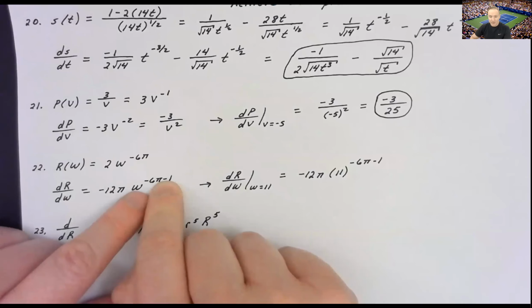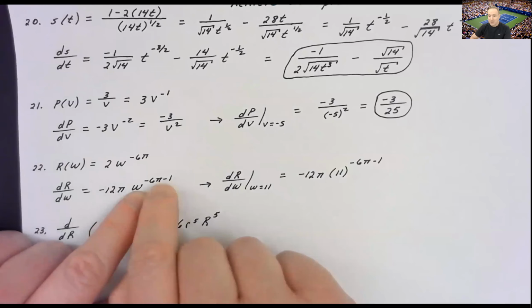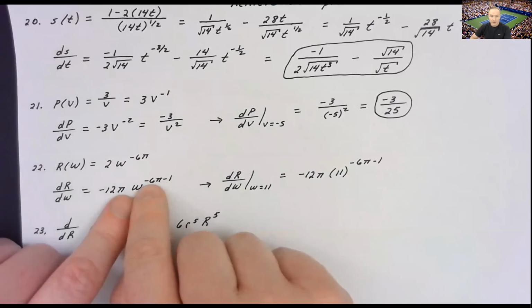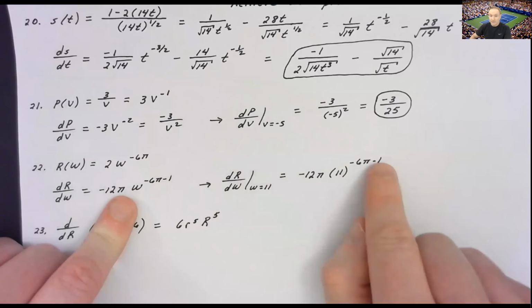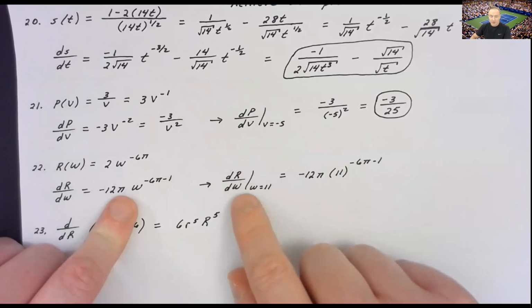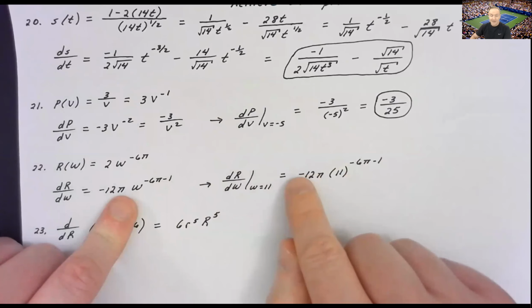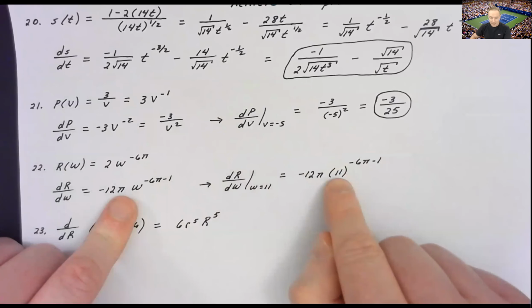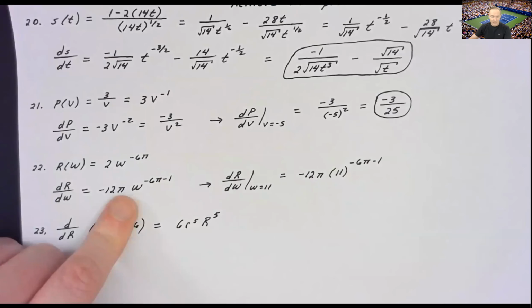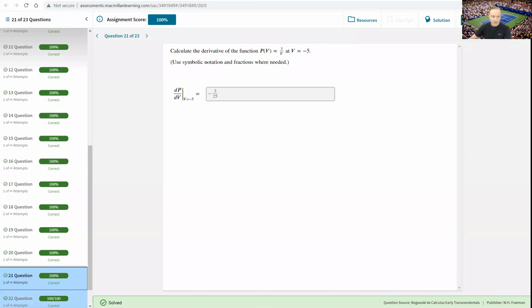Now I need to evaluate that function at 11, and Achieve wanted me to keep it in exact notation. So the only thing you can do is plug an 11 in where there's a w and leave your answer as that. You cannot simplify beyond that. So dr dw evaluated such that w is 11 is -12 pi times 11 to the -6 pi minus 1 power. And I believe that's precisely the way I entered it on Achieve. Let's see here. It is. I left the parenthesis for the 11 and then showed that that was raised to the -6 pi minus 1 power.